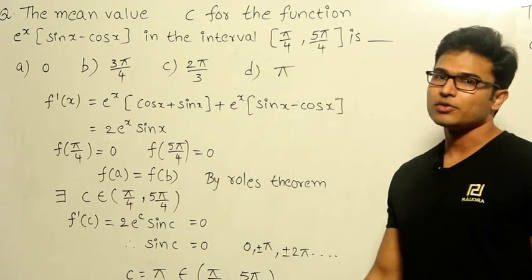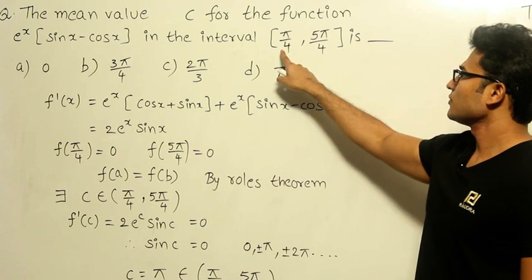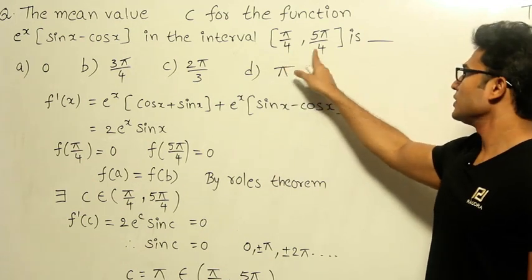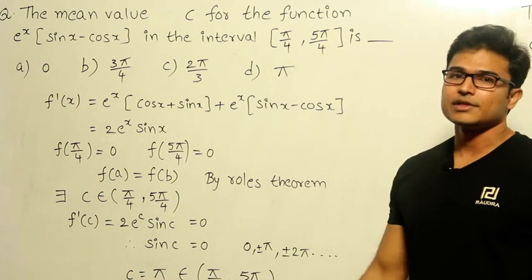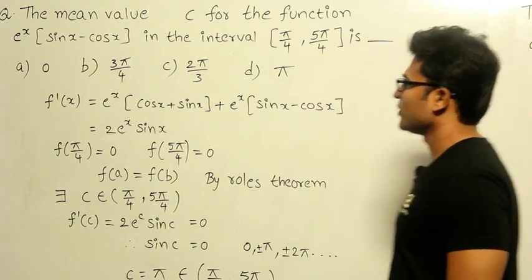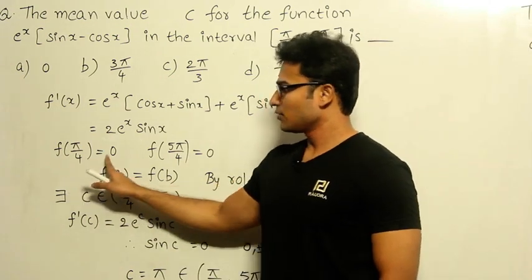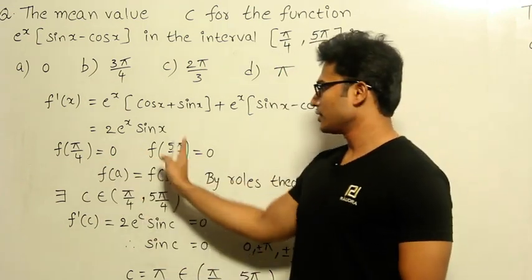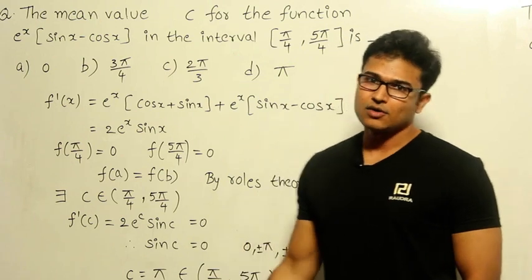Now which theorem you want to use, that depends on what are the values of the function at this point and at this point. If these two values are equal, we can use the Rolle's theorem easily, right? Let's try to find out these two values. Now f of pi by 4 equal to 0 and f of 5 pi by 4 equal to 0. So these two values are equal, therefore we can directly use Rolle's theorem, right?